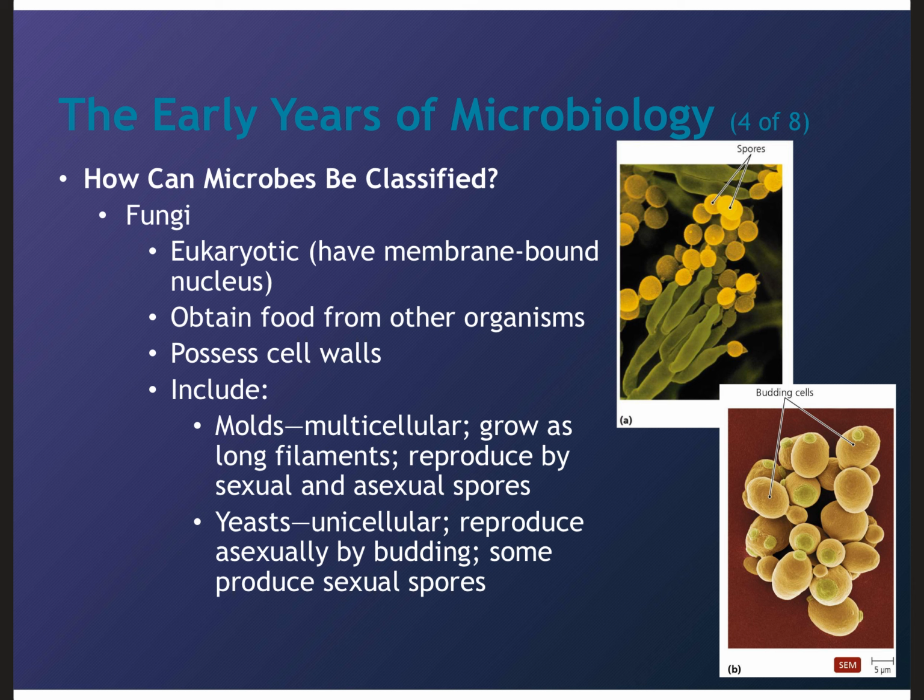Anyway, so molds, these are multicellular. They grow as long filaments, right? And they reproduce by sexual and asexual spores. So this is an example of a mold. And this is an example of a yeast. It is a single cellular organism. However, a lot of times you will find them in some type of colony.